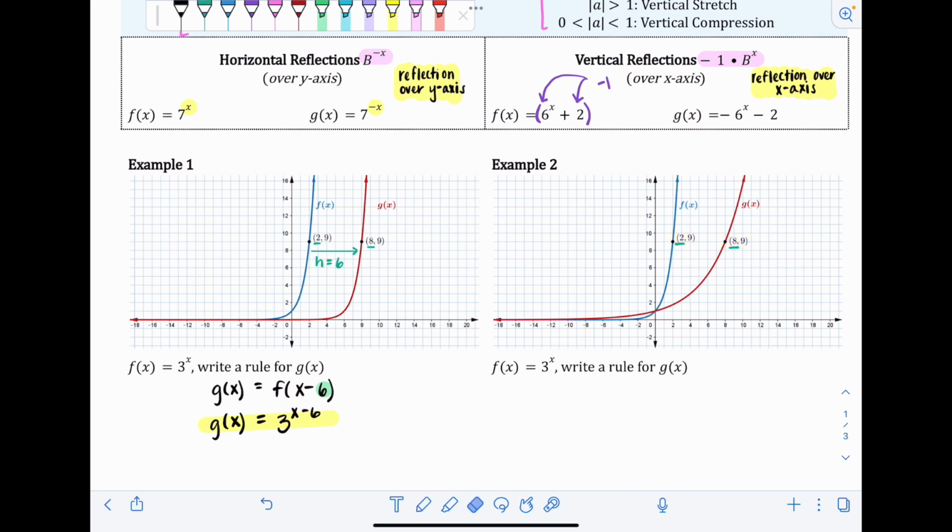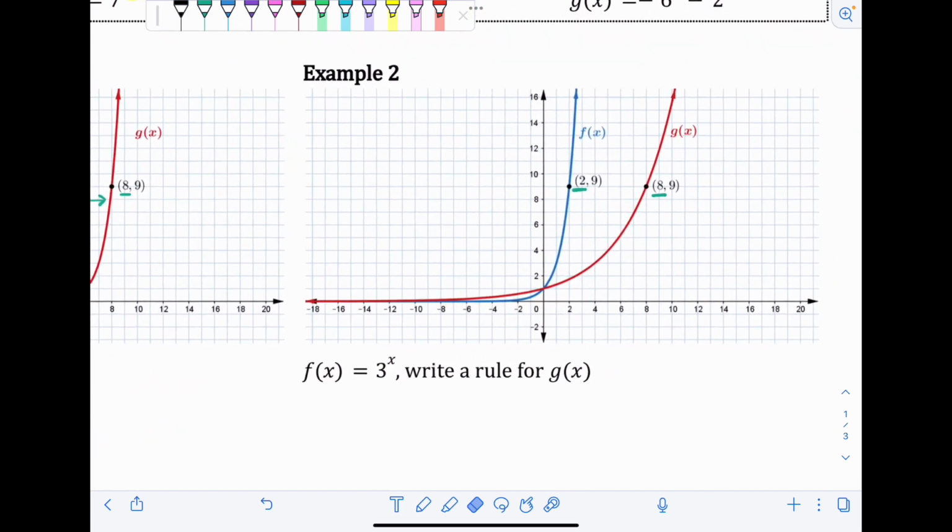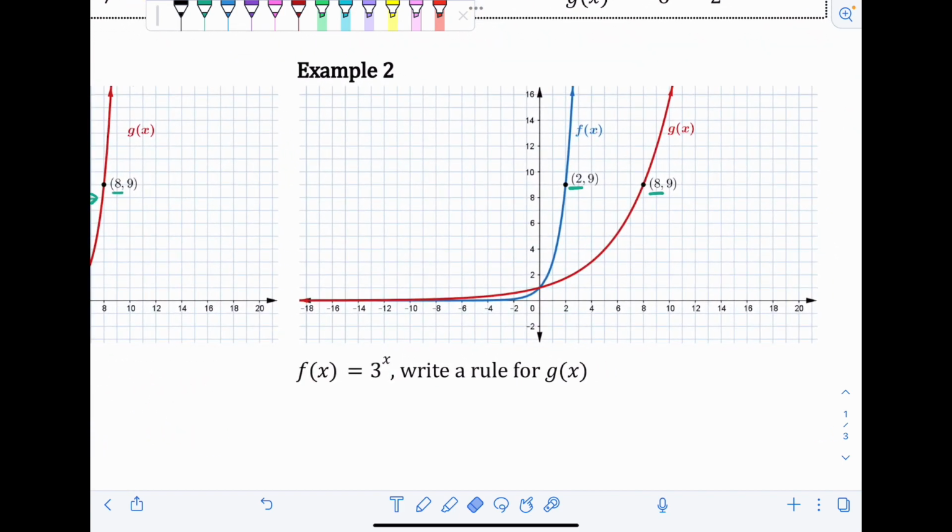So if the x-coordinates are the ones that are changing, it's some sort of horizontal change. To decide between horizontal translation and horizontal dilation, we need to see if the shape of the graph is changing. I think on example 2, it's pretty clear that the shape is changing because f of x is much steeper than g of x, like how that line kind of curves up and to the right. So if the shape is changing, that means it's a horizontal dilation.